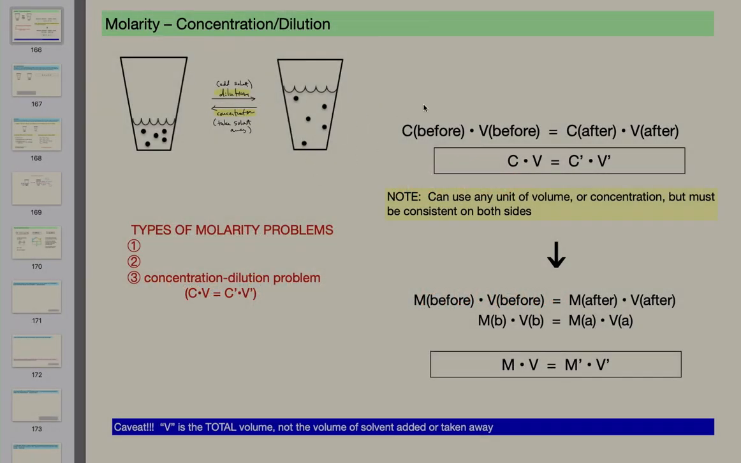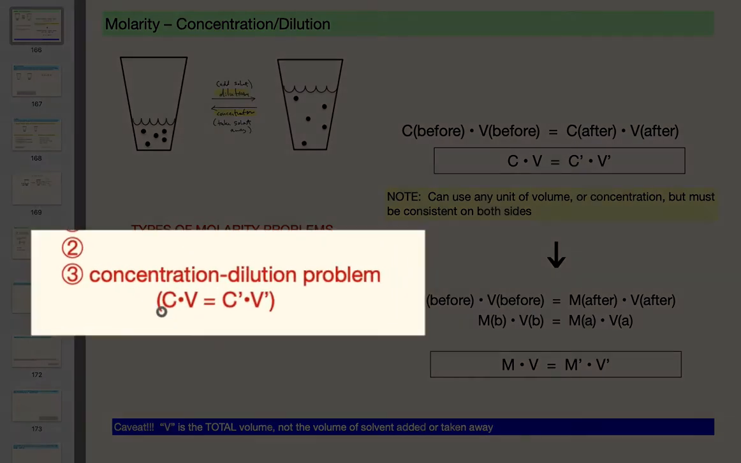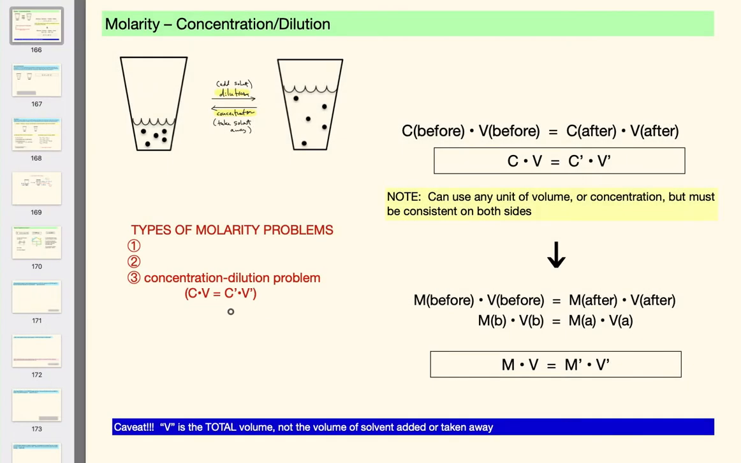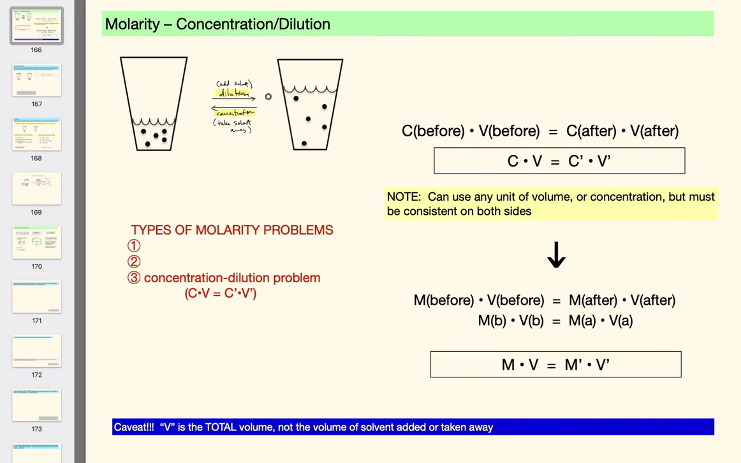Let's now consider the third and final type of molarity problem, concentration dilution problems. Dilution, of course, happens when you just add solvent to a solution, and a concentration is when you take solvent away. And herein lies the key. To identify a concentration dilution problem, you are only changing the amount of solvent. You are not changing the amount of solute.